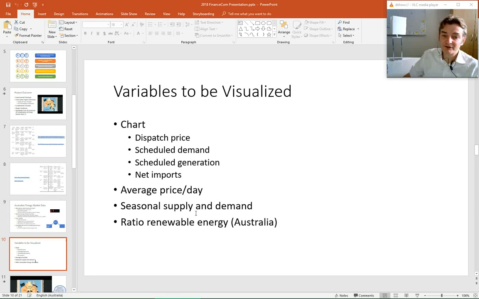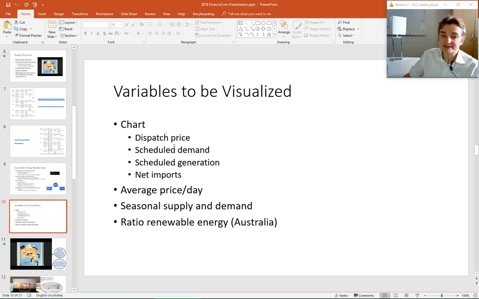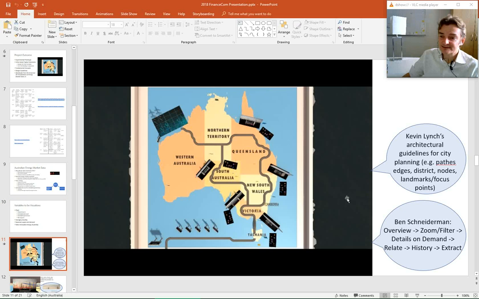The different variables we wanted to visualize are the dispatch price, the schedule demand, the schedule generation, and the net imports, because they are the most important indicators there. We also wanted to visualize the average price per day. We also wanted to show seasonal supply and demand, and also the ratio of renewable energy, especially for the Australian sector. And this is the outcome.